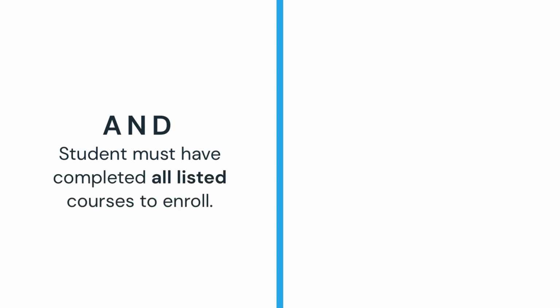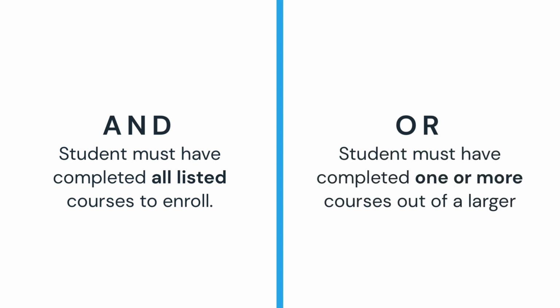So, you can set requirements that work as AND type requirements, meaning a student is required to have completed all listed courses, as well as OR type requirements, meaning a student must have completed one or more courses out of a larger group.